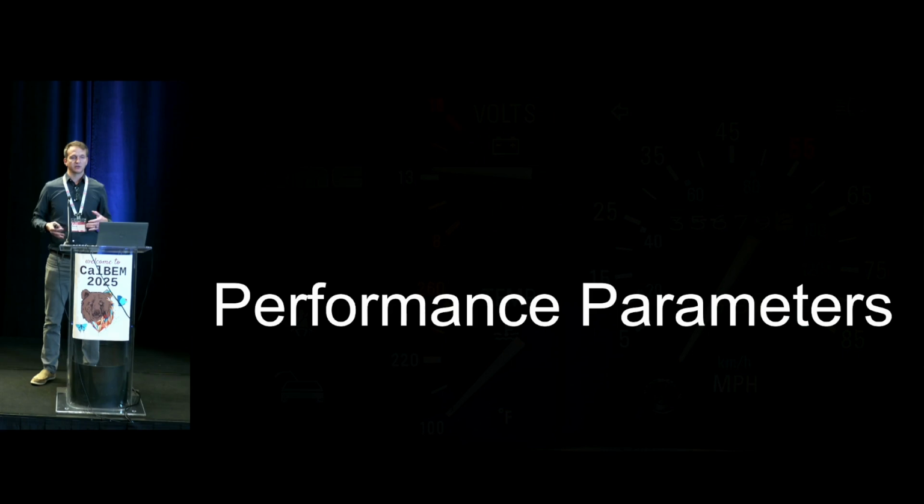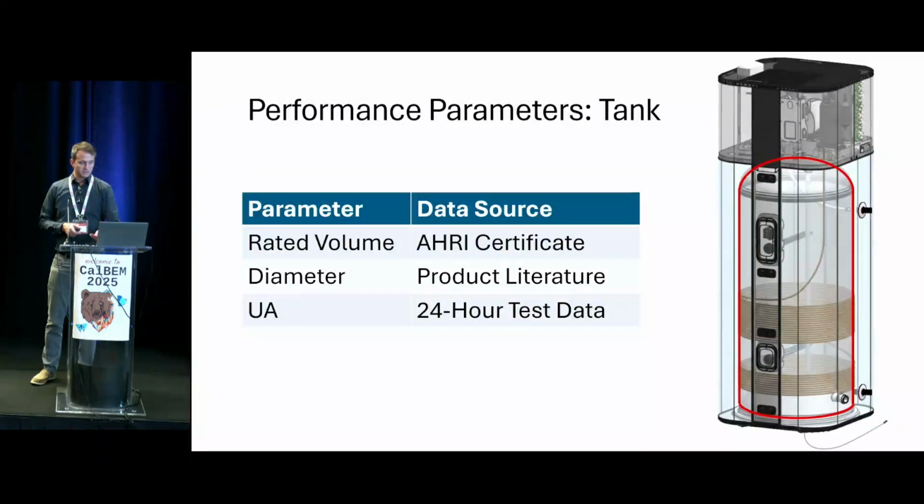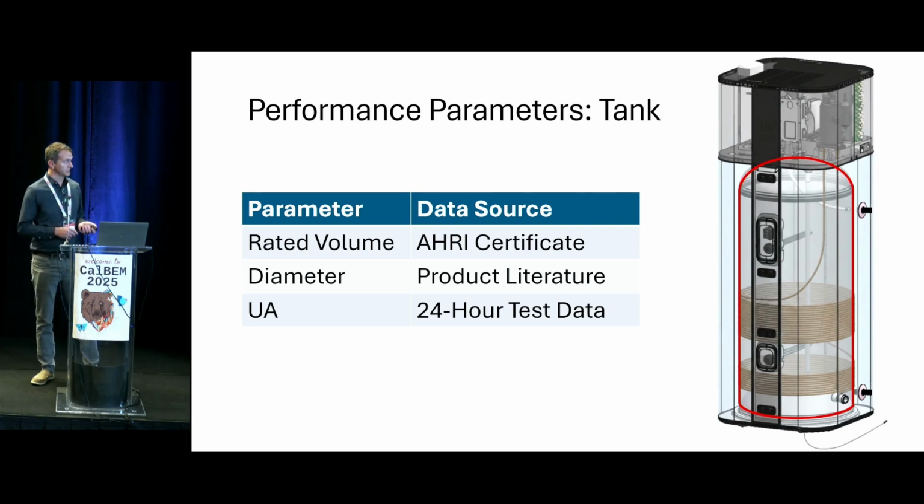The next step is to enumerate all the performance parameters that need to go into the heat pump water heater simulation and explain how we can determine them from the available data sources. I'm going to start with the tank. We get the rated volume from the AHRI certificate. The diameter of the tank we can get from the product literature. And then the UA, which is the measurement of how conductive the tank is to the adjacent environment, we can get from the 24-hour test.